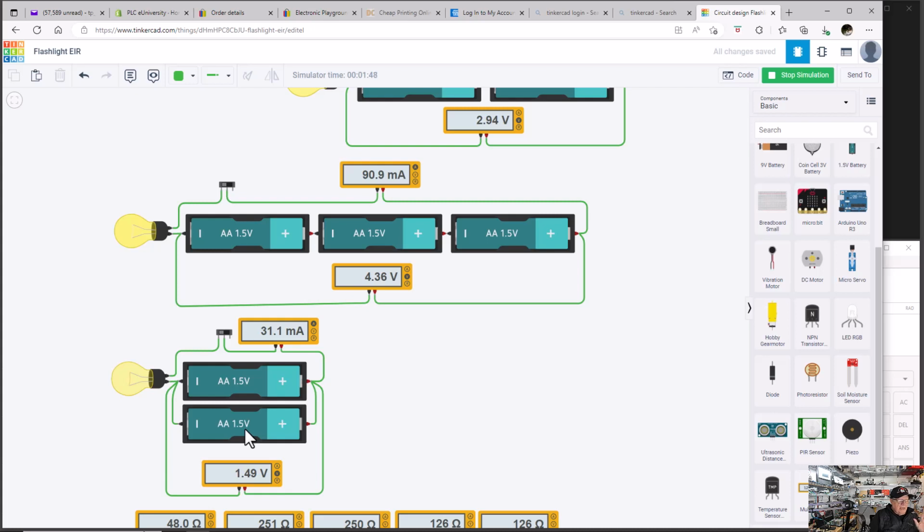So it doesn't matter how many batteries you put in parallel, the voltage is going to stay the same for the circuit. You just now have, you could say, a larger battery that will light up the bulb for a longer period of time. It has more amperage capacity, but the voltage does not increase. So I'm going to pause and make some changes.